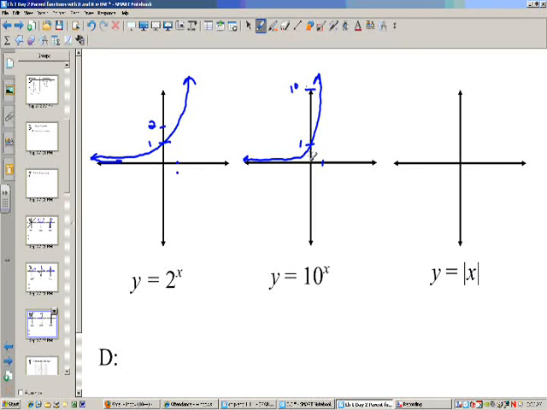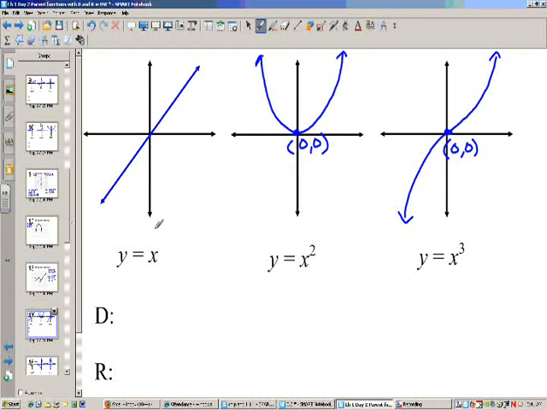This is a horrible scale. If I was a better teacher, I would scale that out better, but hopefully you get the idea. Maybe I should just move this up to like there and call that 10. All right, this is y equals the absolute value of x. Goes out in both directions like that, and it creates a V.